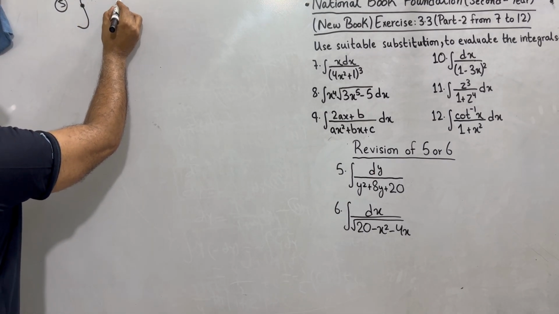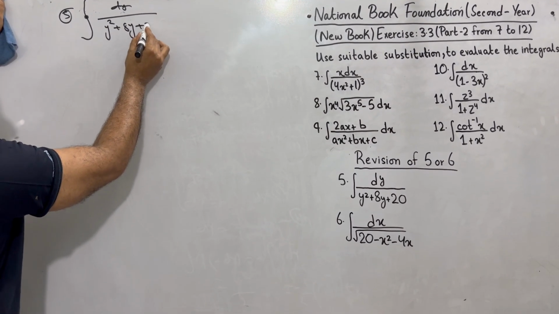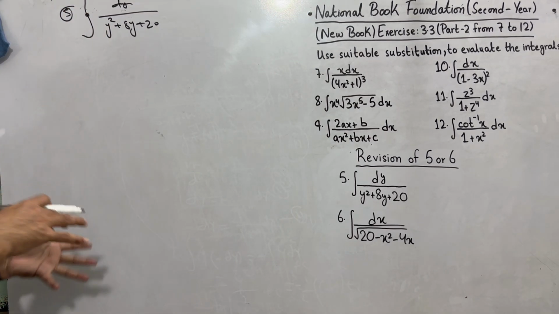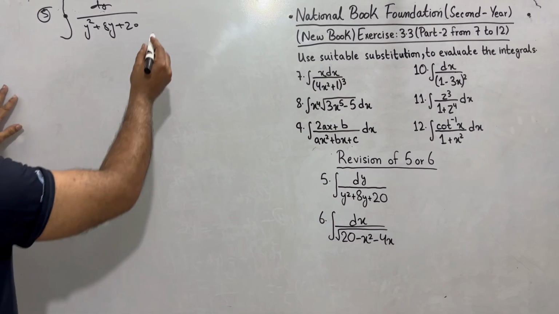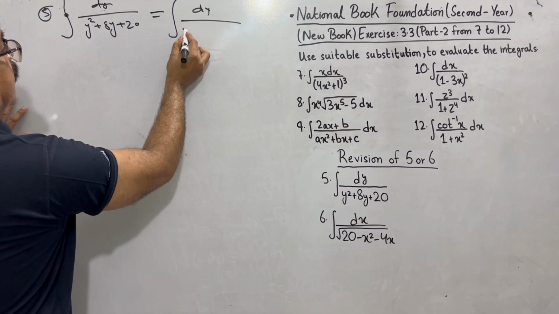dy over y square plus 8y plus 20. Look at this. It is not a function derivative situation. It can be converted in any case by making it a perfect square. We can do so by taking a tiny effort or concept.